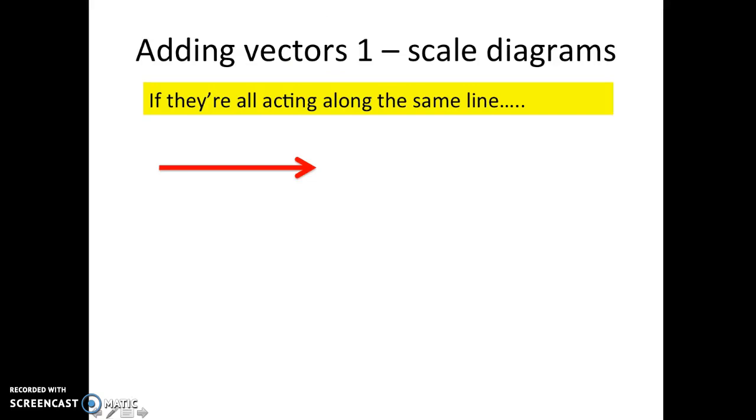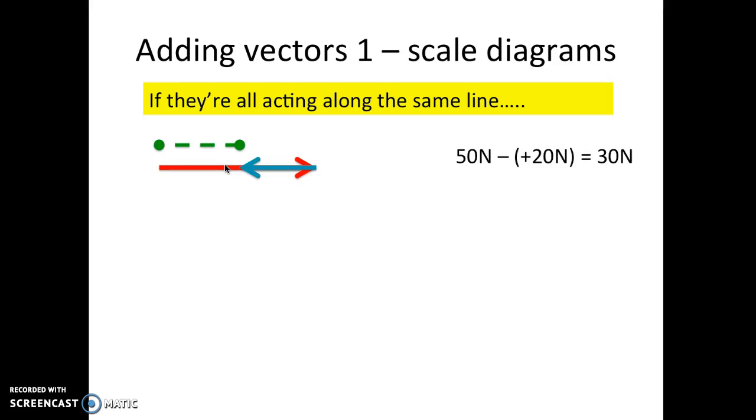Now, whilst at GCSE you were taught to look at those pictures, minus the smallest one from the biggest one and work out the resultant force, what you were actually doing was adding vectors using scale diagrams. It's just you were probably doing the scale diagrams in your head. If the arrows are all acting along the same line, either horizontal or vertical, all you're doing is taking the first force, then adding the second force, adding its tip at the tip of the other arrow. So I've gone 1, 2, and then you're calculating that distance there, which is 50 minus 20.